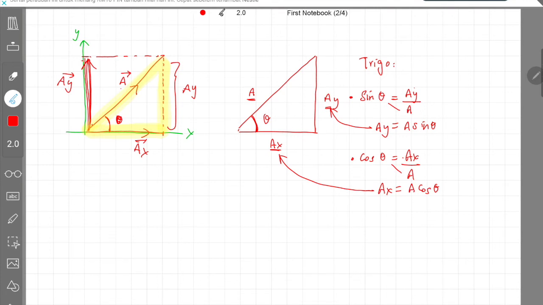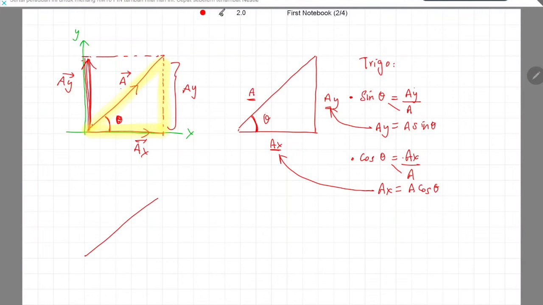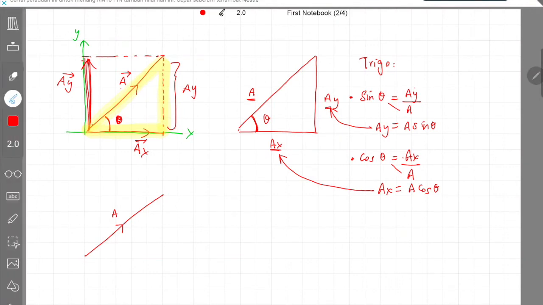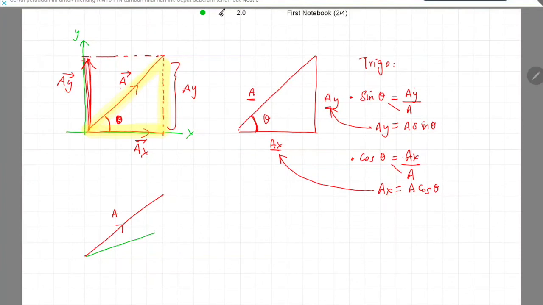Okay, now let me show you a different example. Let's say I have a vector A again over here, but instead of resolving the vector into x and y axis, this time around I want to resolve it in probably this direction. Let's call this direction U, and perpendicular to U is V. So how do we do this?